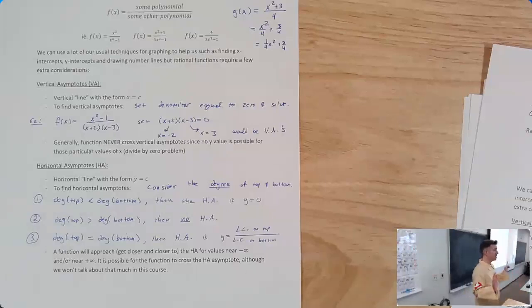All horizontal asymptote means is as you go way, way out that way, or way, way out that way, the function gets closer to this particular value. But it doesn't really say anything about what's happening in the middle of the graph. Questions so far?